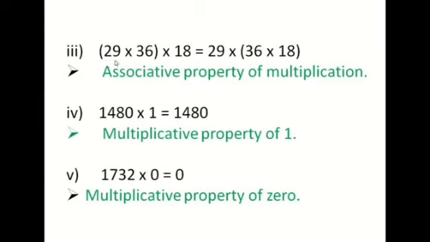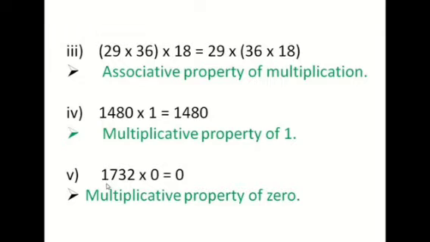Question number 3, 29 into 36 into 18 equals 29 into 36 into 18. If you look at the left hand side and the right hand side, you can find that it has been grouped in a different way for doing multiplication. So it is the application of the associative property of multiplication. Question number 4, 1480 multiplied by 1 equals 1480. If you multiply any whole number with 1, it gives you back the same whole number. So it is the multiplicative property of 1.